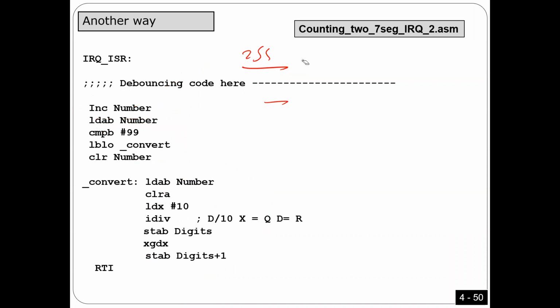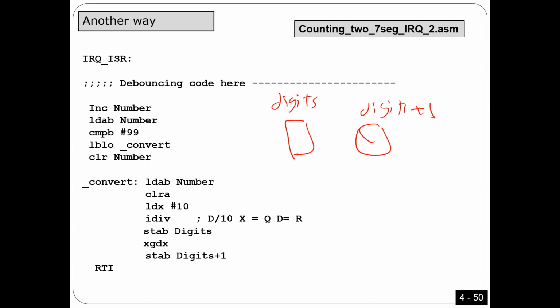So what I'm going to do right now, guys, as I explained, I have 2 digits. I have one at the location digits and another one at the location digits plus 1. This one is a byte, and this one is a byte. Actually, this one can take a value from 0 to 255, but I'm going to force it to take a value from 0 to 9, because that's a digit.